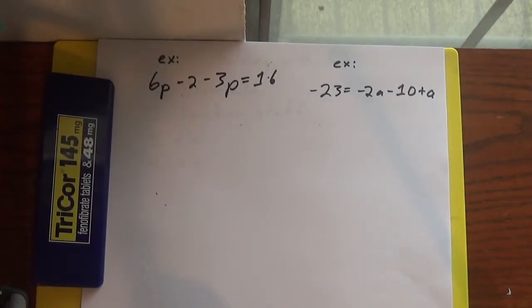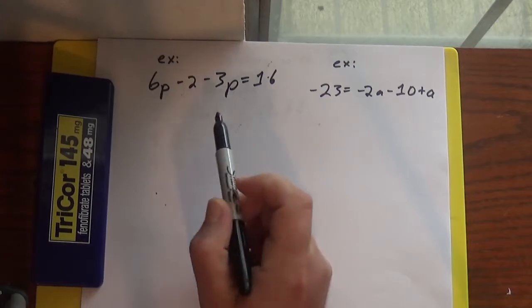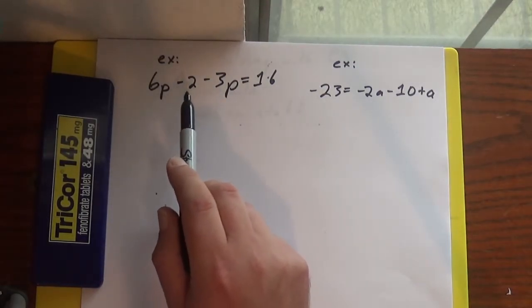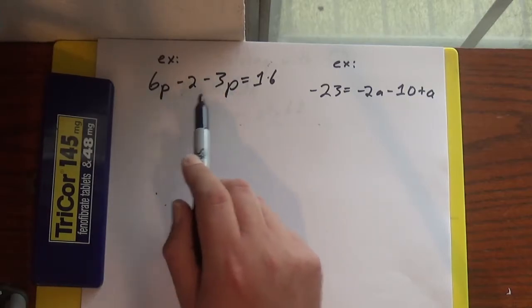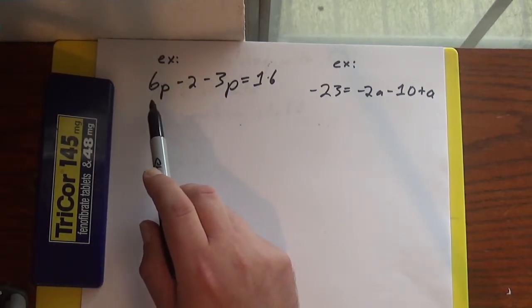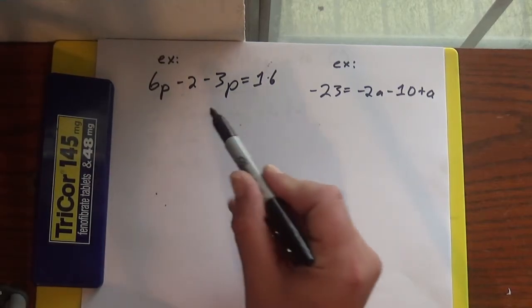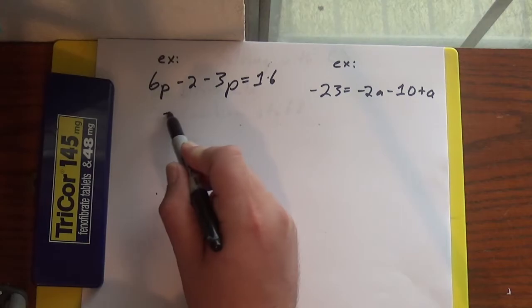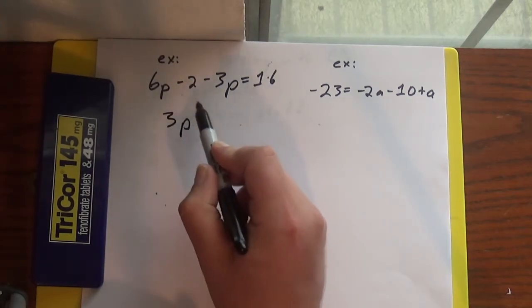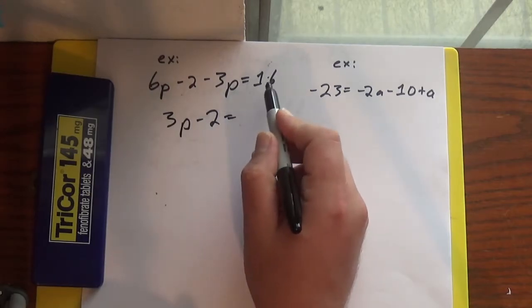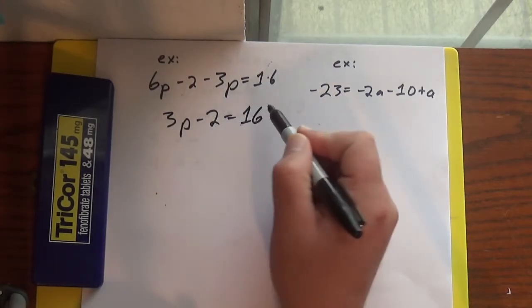Alright, so on this one, I've got p's here and p's here, but this number and this number, they're on different sides. So I can combine my p's. If I have 6 p's and I take away 3 of them, 6 minus 3, I have 3 p's left. This comes down because I didn't do anything with it. The equals comes down, my 16 comes down.